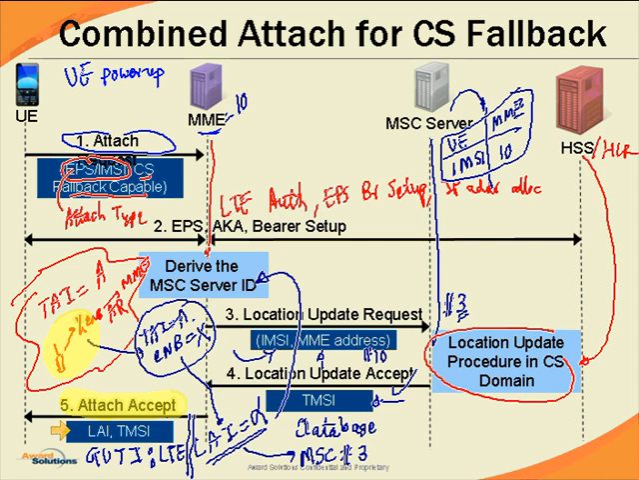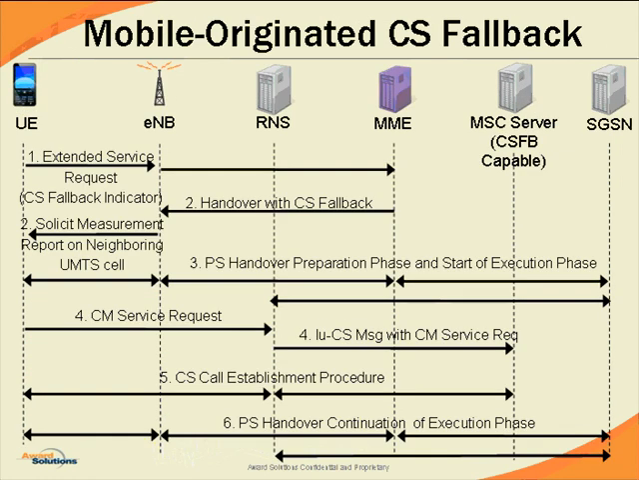So in summary, when we do power up, we do LTE attach, and also we do attach with the legacy circuit switch technology. So in future, if someone wants to reach the UE, then the MSC can send a page message to that specific MME. That is the basic idea. Okay. Now, combined attach is done. And UE wants to make a call. How do we make a call?